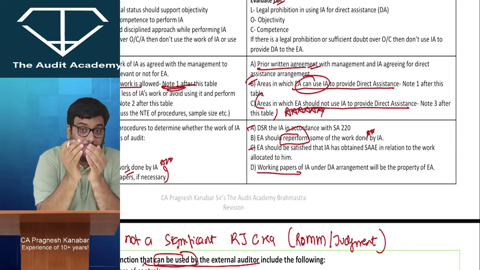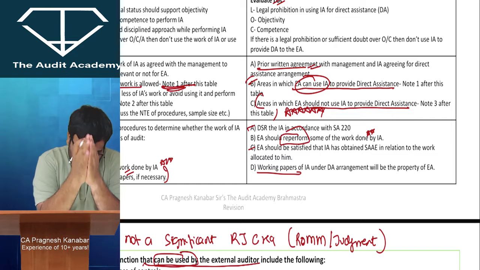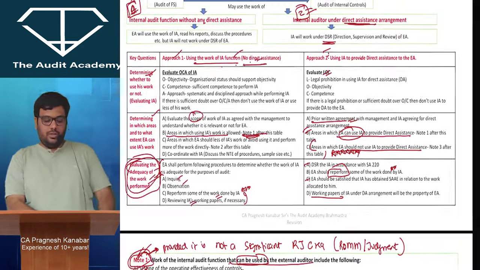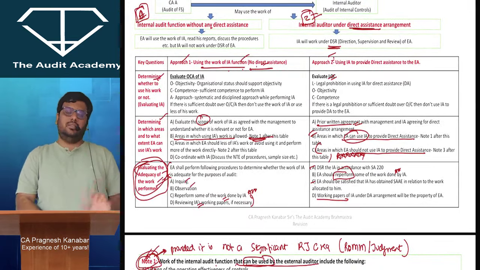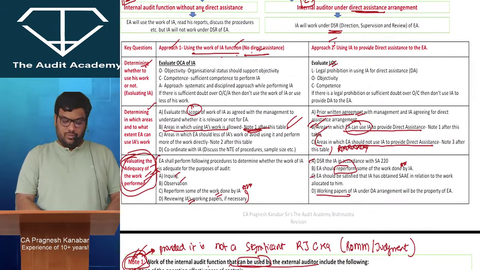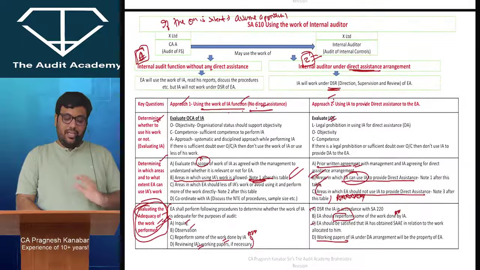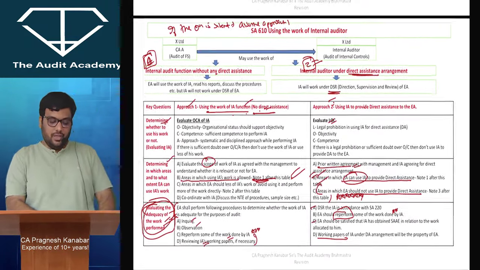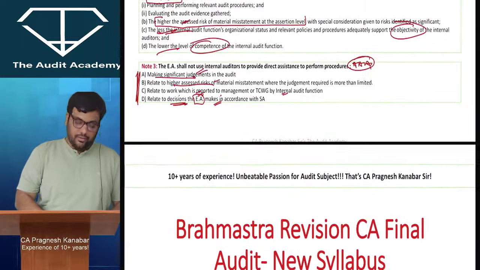whatever working papers of the internal auditor are prepared under the direct assistance arrangement, they remain the property of the external auditor. I repeat, they remain the property of the external auditor. I hope I've made myself very clear. Yes, sir. So please ensure that you are swallowing, drinking these points, all right? Especially the points where we can use his work and cannot use his work in SA610. Very, very high probability of a question on using the work of the internal auditor. Am I clear with this?